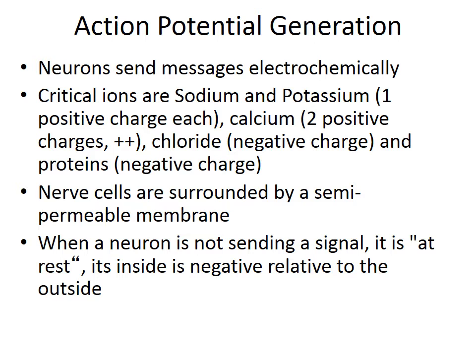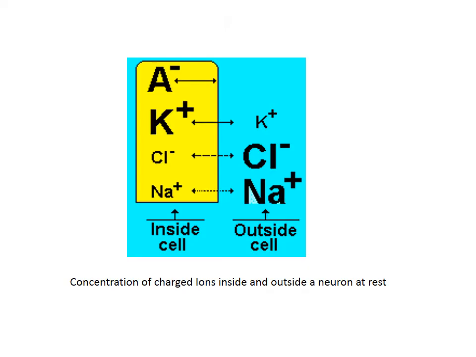Nerve cells are surrounded by a semi-permeable membrane. We already know that too, because all cells have a semi-permeable membrane. It's a phospholipid bilayer no matter what you do. And lastly, we know that when a neuron is not sending a signal, it is at rest and its inside is negative relative to the outside. So it's pretty much polarized. So let's take a look at what happens.